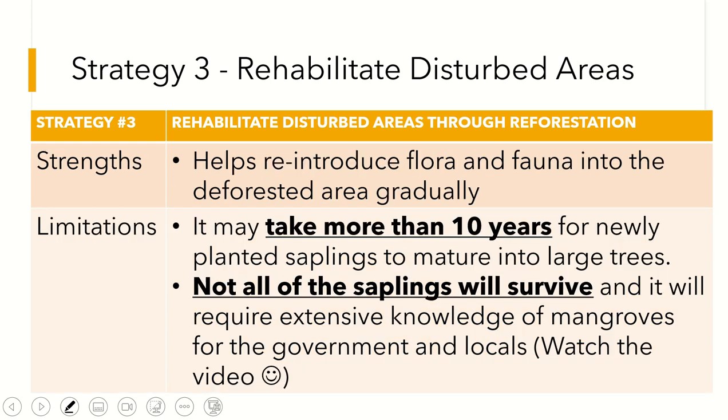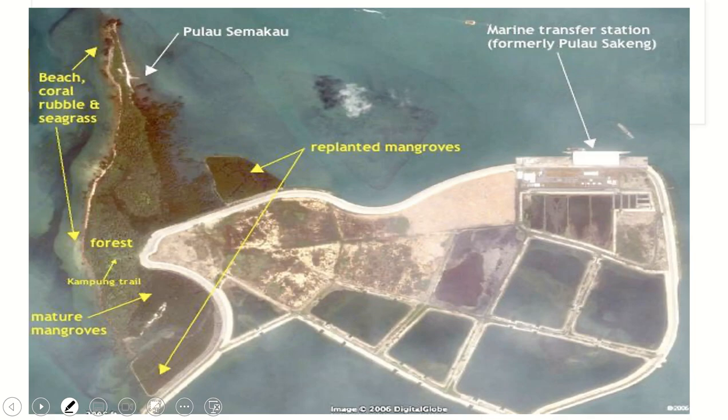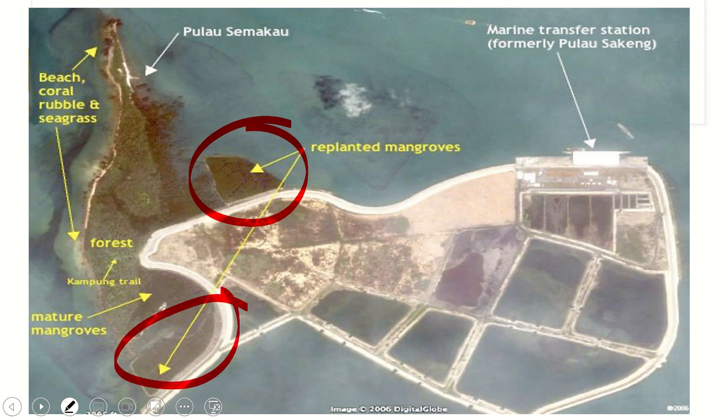So does it help? Yeah, sure, it works. Some strengths: it does help to reintroduce flora, plants, and fauna, animals, back into the deforested area gradually. And this you can actually see in Pulau Semakau. If you visited Pulau Semakau, you can see that it is a beautiful island. There are some replanted mangroves in these areas, right? It is almost like a resort feeling.